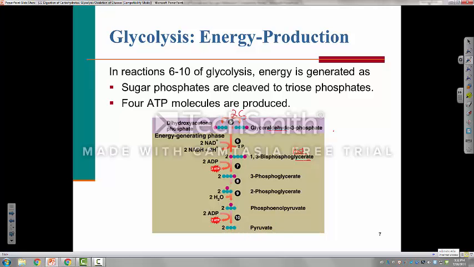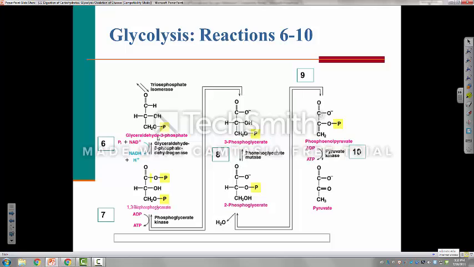Let's look at the structures now. Glyceraldehyde 3-phosphate: this is the aldehyde. This is not an aldehyde. This is a phosphoester. This is still a phosphoester. This now is an acid anhydride. This is a phosphoric acid and the glycerate. So this is an acid anhydride. This is a high energy bond here.